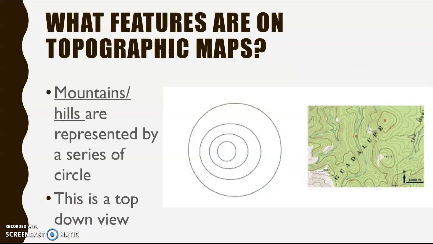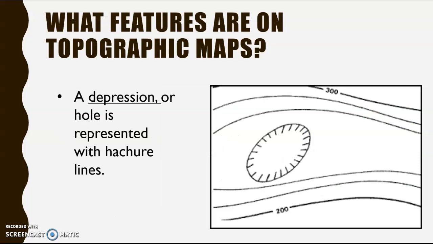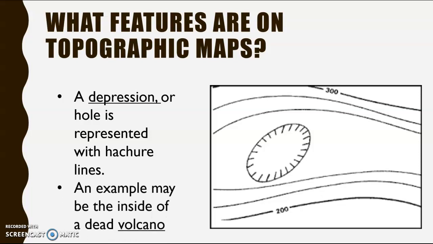Other features on a topographic map are mountains or hills. Mountains are represented by closed circles. So if you see something like that, that is the top view of a mountain, where the inner circle would be the highest point. A depression is shown as a circle, but with the hatchers inside of it. So that's how you could tell that, hey, that's not a mountain. And if that were a mountain, you'd have more circles around it to show that it's getting higher. So a depression is the circle with the hatchers inside it. An example of this might be inside a volcano or something.